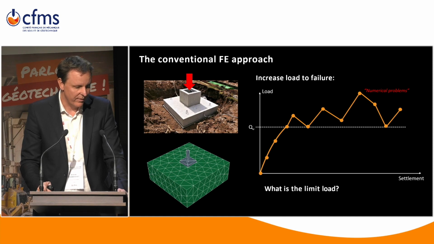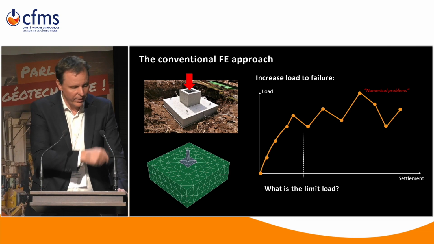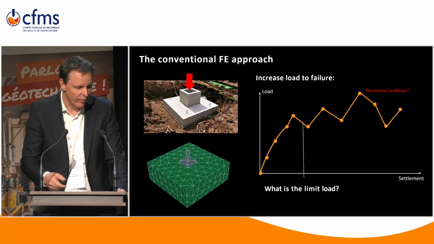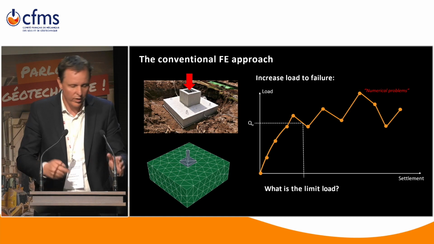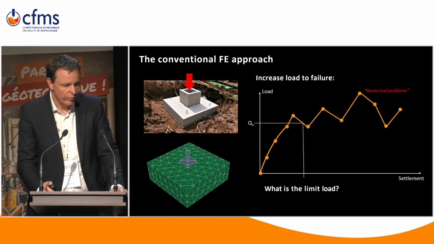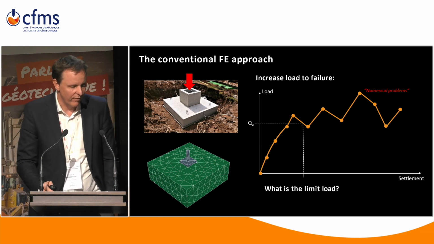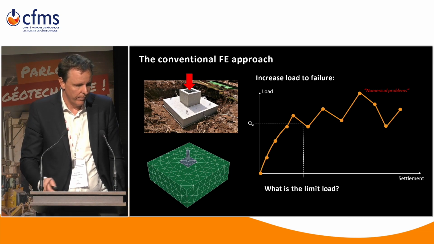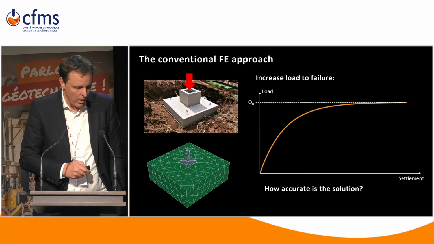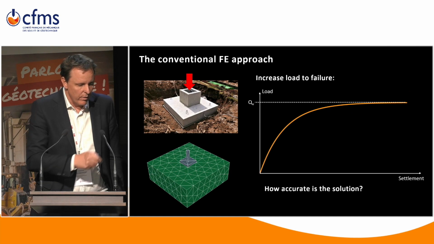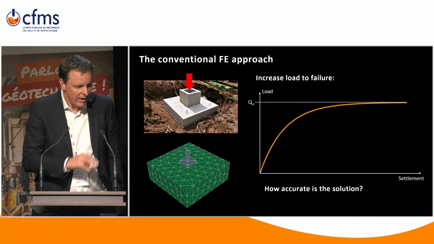So the question is then, what is the limit load? Is it the minimum load? Is it the maximum? Is it something in between? Do you read off a characteristic settlement, 10% of the footing width, and then read off the load like that? You were supposed to have an answer to a question, and you have now generated 10 more questions.